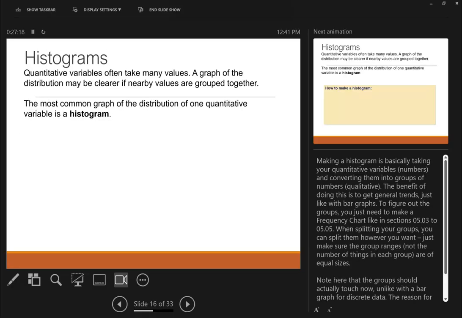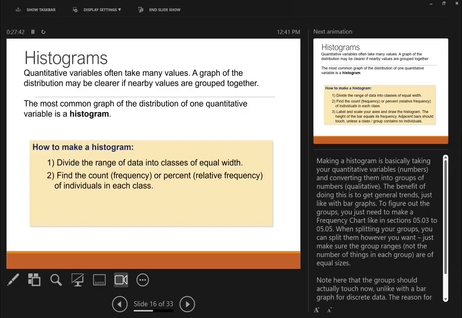Okay. So let's talk about some graphs now. We've talked about tables, right? We'll come back and talk about some more tables later in relation to graphs. But let's talk about some other graphs. One is a histogram. This will probably be the most common type of graph that we would make in a class like this. What is a histogram?